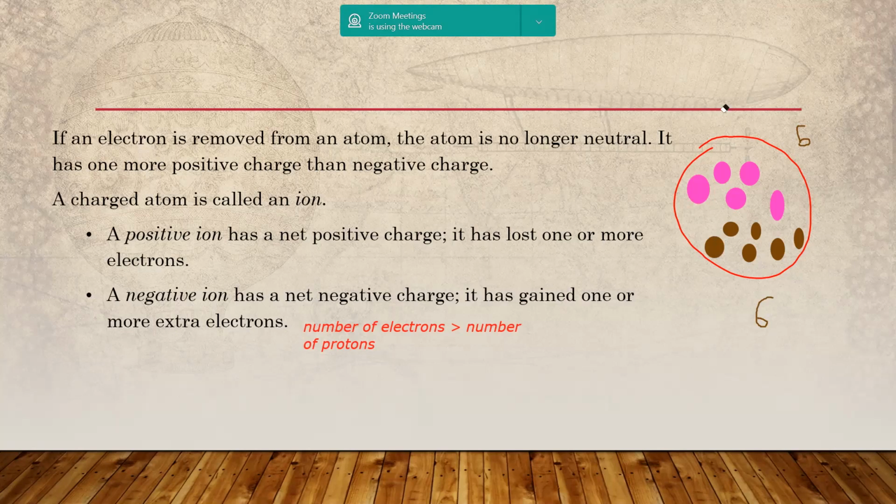But now, let's make them 5 again. If you now lost 1 electron, how many protons do we have now? We have 5.